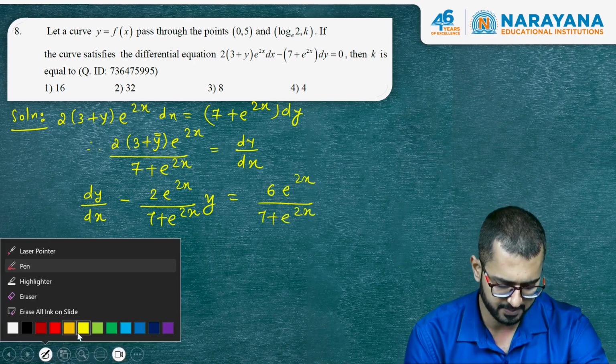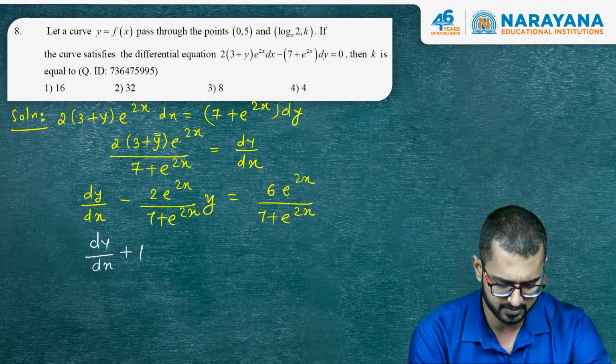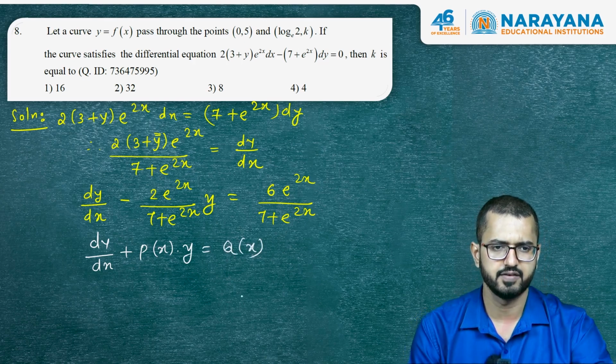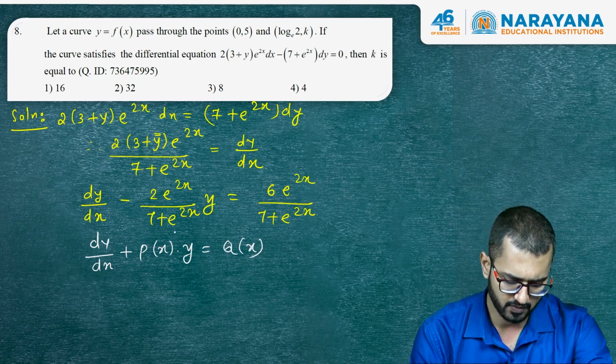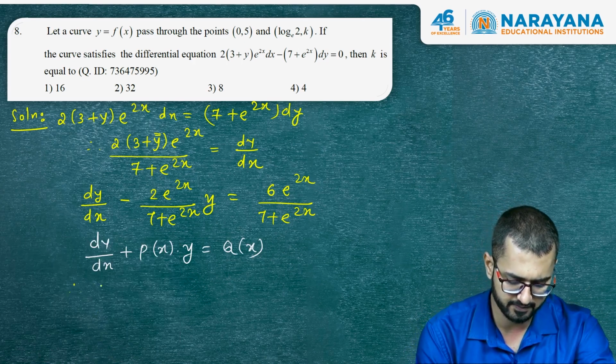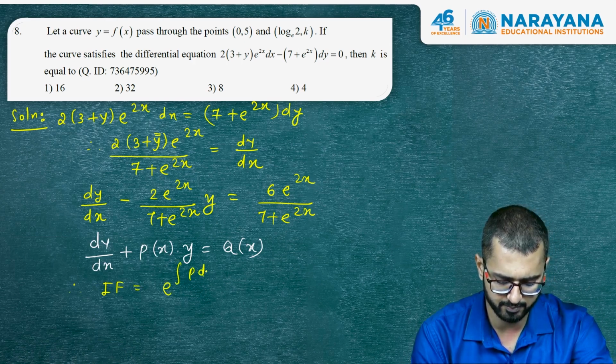So this is of the type of a linear differential equation, that is dy over dx plus p of x into y is equal to q of x. That's my linear differential equation. So we'll now find the integrating factor. Let's find the integrating factor. So the integrating factor will become e to the power integration of p dx.